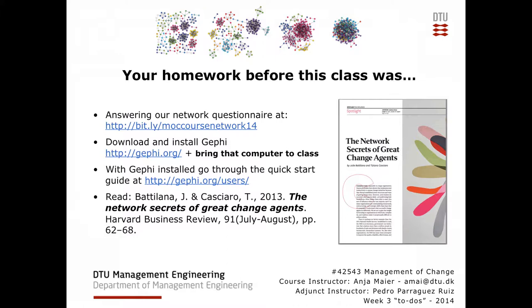Also important, this thing of reading this very short article that will set the stage for the very basic principles of how to use network analysis.